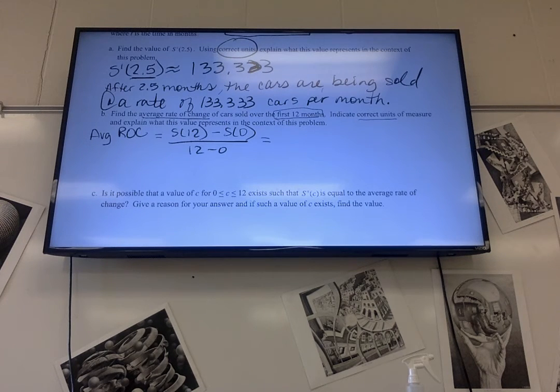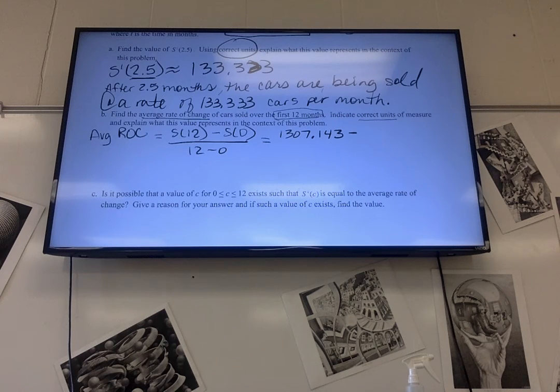Now you can type that into your calculator. To do S of 12, you can do alpha trace and do the Y1 again, and in parentheses put 12. I'm going to change it into a decimal. You just type in 9,150 divided by 7. It didn't give a decimal because we typed it in as a fraction.